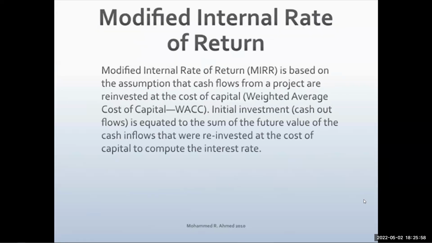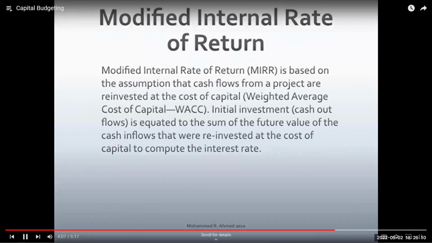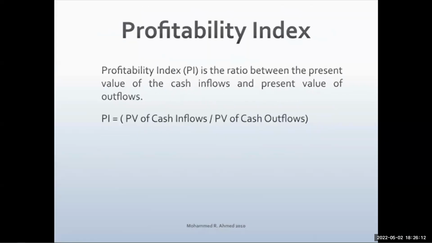Modified internal rate of return. Modified internal rate of return is based on the assumption that cash flows from the projects are reinvested at the cost of capital, which is the weighted average cost of capital. Initial investment is equated to the sum of the future cash flows that were reinvested at the cost of capital to compute the interest rate. Profitability index. Profitability index is the ratio between the present value of cash inflows and the present value of cash outflows.